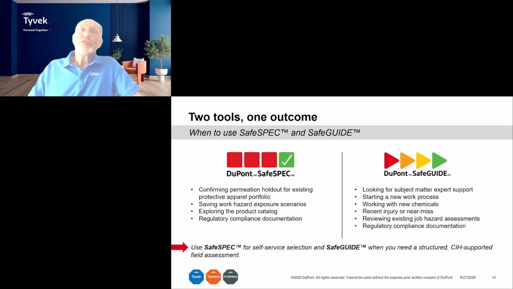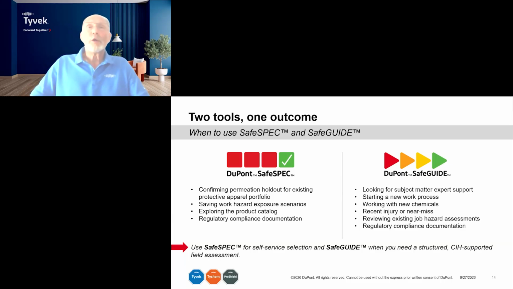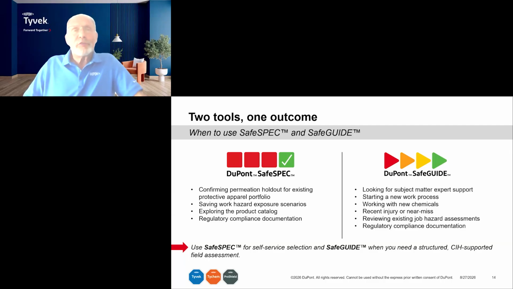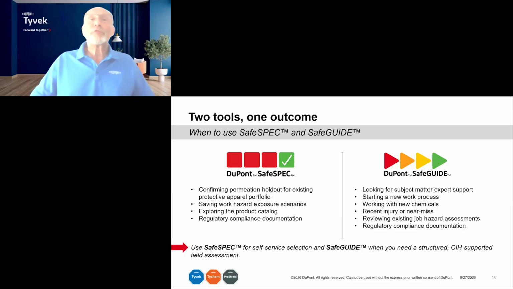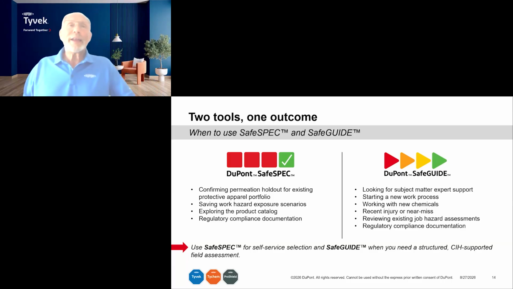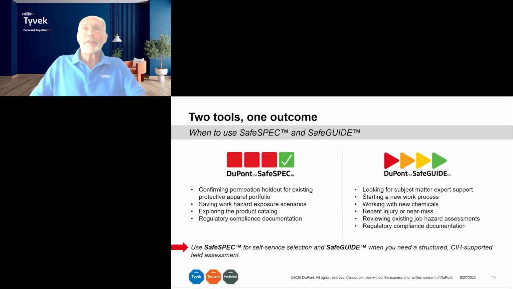On the other hand, SafeGUIDE is a no-fee service providing you with direct access to DuPont technical expertise that can help you with specific challenges, such as assessing new chemicals or processes at your site, perhaps addressing issues related to an injury or a near-miss incident, or perhaps reviewing your existing job hazard assessments. Bottom line, SafeSPEC helps with user selection, and SafeGUIDE helps customers standardize and validate your protective apparel process.